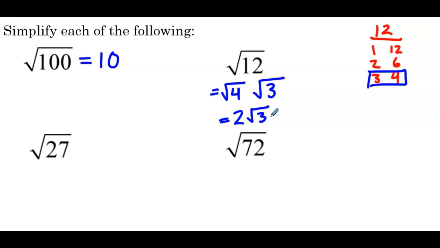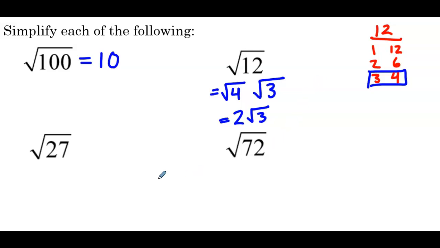Now, in this example, it worked out nicely, but let's say you had a different number and you had all these factor pairs, and none of the factors were perfect squares. Well, then that means that the expression that you were given is in simplest radical form, and we don't go any further.